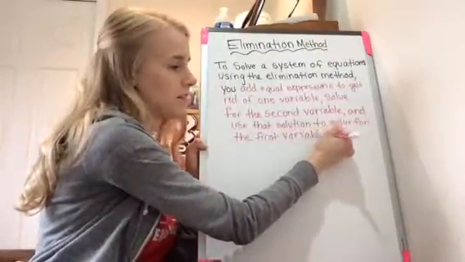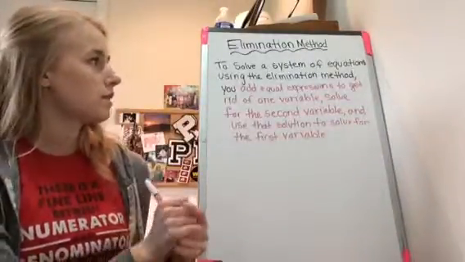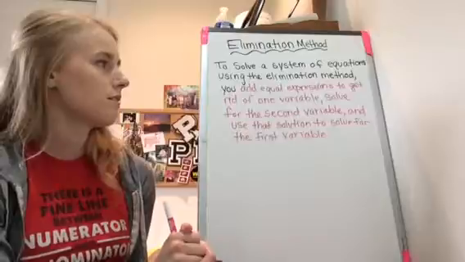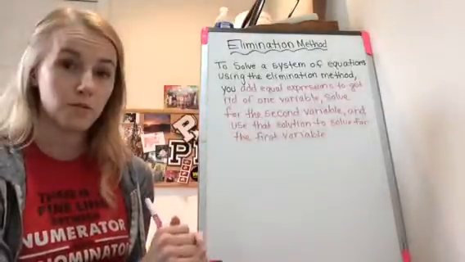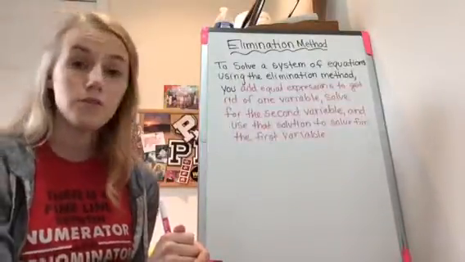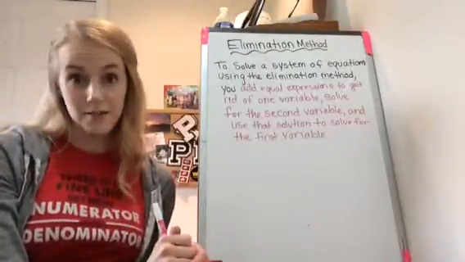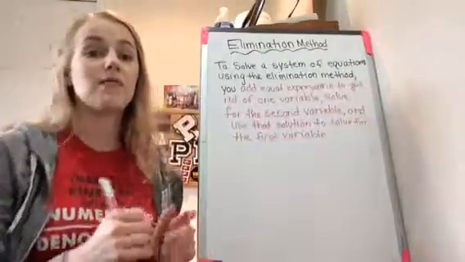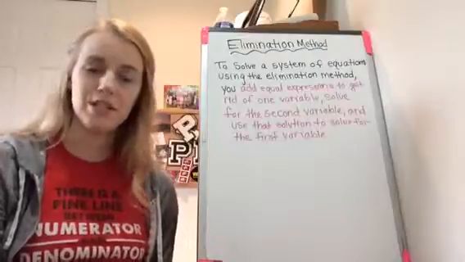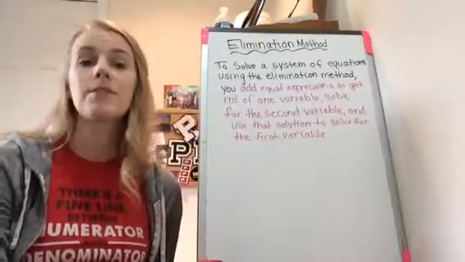Okay, so let me read through this again as you're still copying it down. To solve a system of equations using the elimination method, you need to add equal expressions to get rid of one variable. Then you need to solve for the second variable and use that solution to solve for the first variable. Very wordy, right? All right, well, Miss B is going to make it really easy for you. If you have this definition down, I'm going to go ahead and erase it. If not, pause the video because I am going to erase it.